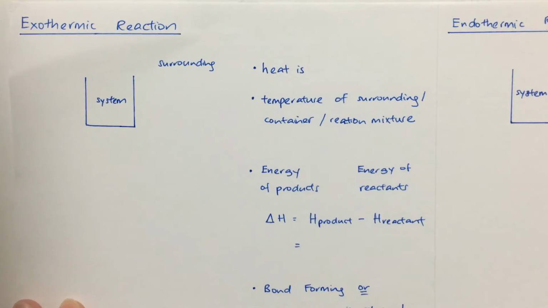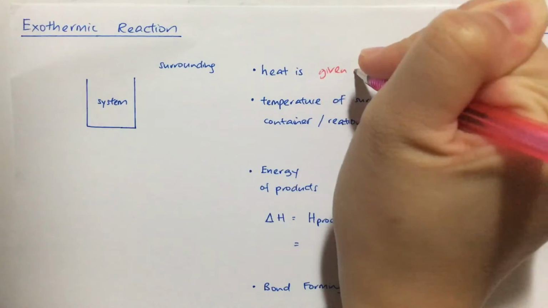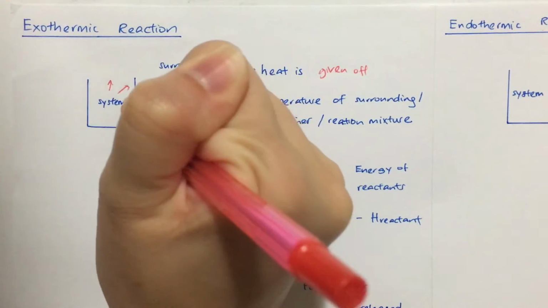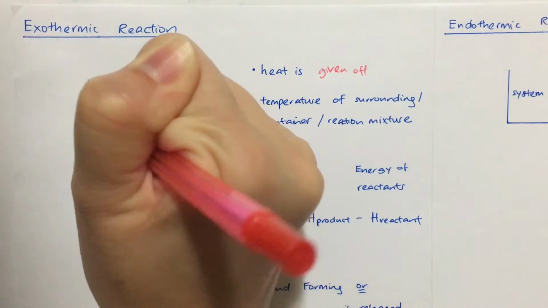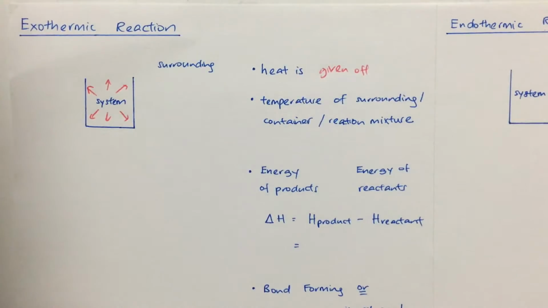Before we look at the worksheet corrections, let's take a look at what an exothermic reaction and an endothermic reaction are. So this is just an overview. When we look at exothermic reactions, we always think of heat being given off, which means the system is giving off heat. The system can be anything, and it is giving off heat to the surroundings.